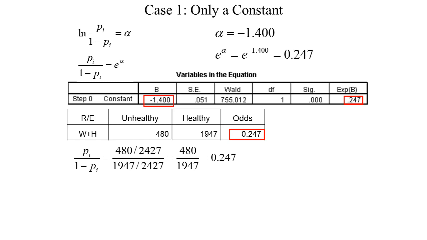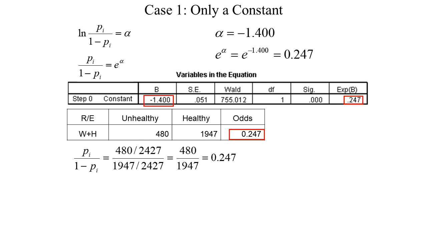In this case, alpha was -1.4, and e to the -1.4 is 0.247. So the log of odds was -1.4, and the odds were 0.247. As shown in this frequency table, which is the lower one of the 2 tables, 0.247 is the odds of being self-reportedly unhealthy in the data. W plus H in the frequency table means non-Hispanic whites and Hispanics.